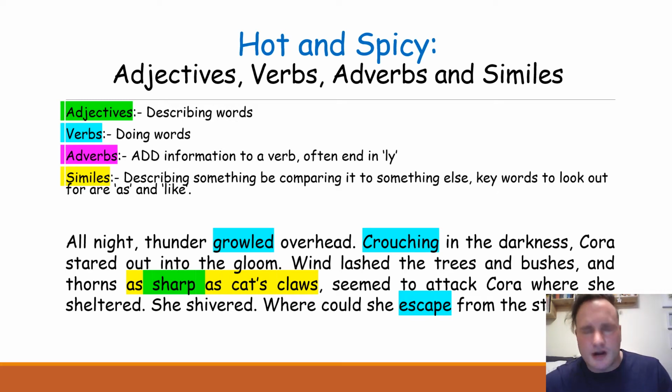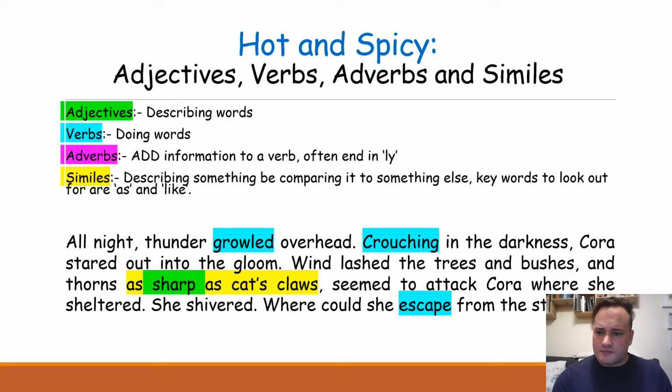A skill that you guys are amazing at using, but did I use any in this model text? So, hot and spicy, 4 different coloured pens or pencils, going through carefully and seeing what you can spot. How many adjectives can you find? And choose a colour to make them all the same. How many verbs, how many adverbs, and how many similes? You may not find all of them, but it's good practice and it's great SPaG to keep learning what adjectives, verbs, adverbs and similes are.